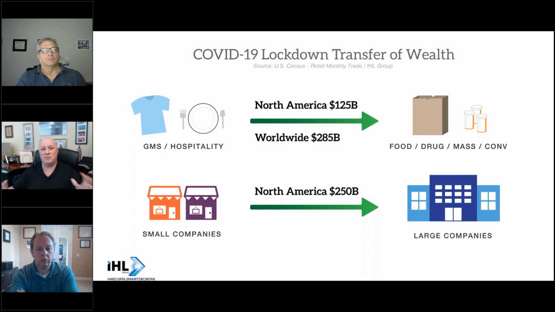As we've mentioned, this has turned into the most significant transfer of wealth we've ever seen in retail, from the general merchandise and hospitality segments to the food, drug, or essential retailers. They're upwards of 285 billion worldwide, and most devastating to small businesses, the sporting goods stores, the clothing stores, they have not been able to be open in many locations, but your Walmarts, your Targets, your Krogers, who also sell a lot of those products, could be open. And so we've had this massive shift of wealth, upwards of $250 billion we estimate, that is moving from small businesses to large businesses as a result of things here.